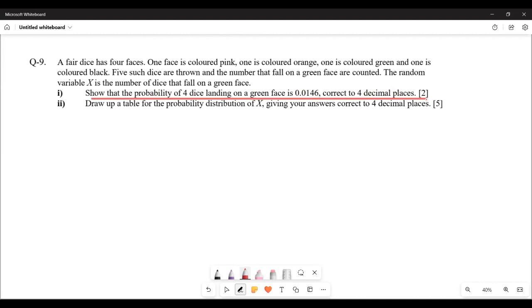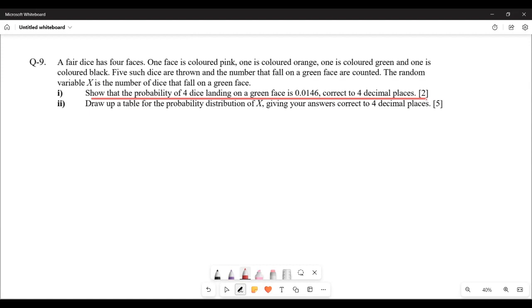Let's reread the question. मैंने इतनी अच्छी तरह पढ़ा नहीं. A fair dice has 4 faces. One face is colored pink, one is colored orange, one is colored green, and one is colored black. 5 such dice are thrown, and the number that falls on the green face are counted. Random variable x is the number of dice that falls on a green face. Show that the probability of 4 dice landing on the green face is this.